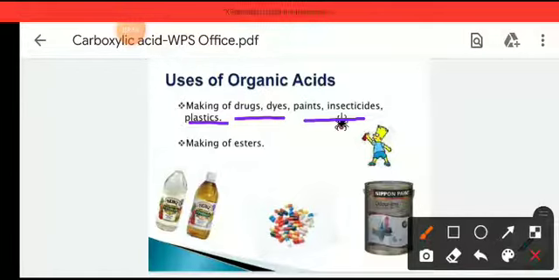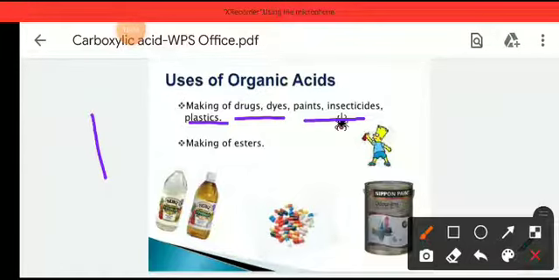So these are organic dyes, paints, insecticides and plastics. Plastic is mainly from polymers, meaning polyethylene or polystyrene. These kinds of polymers are being used, and for making these polymers we use carboxylic acids as well. So the uses of carboxylic acids are pretty vast, so we have to know their uses as well.